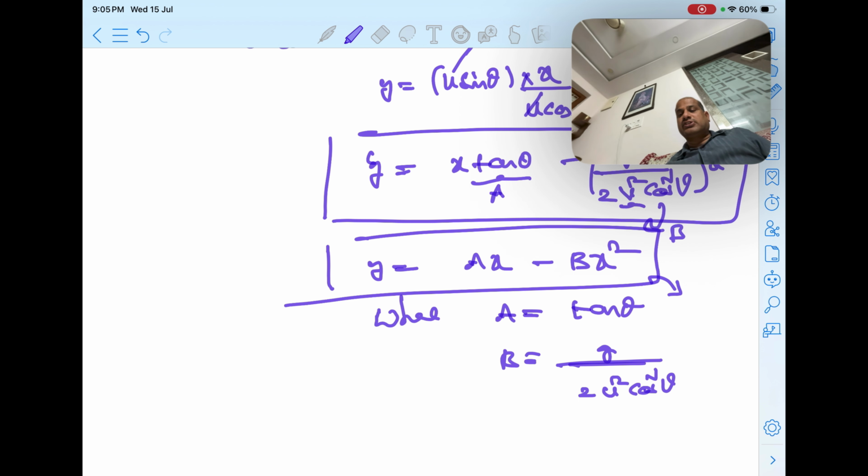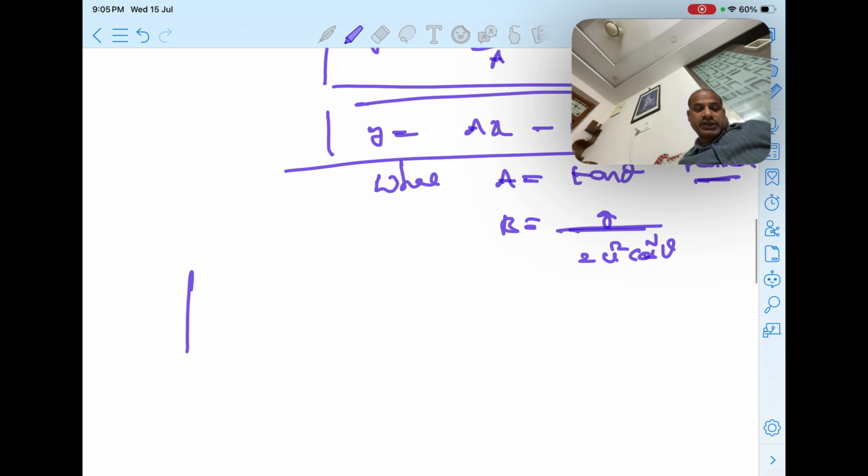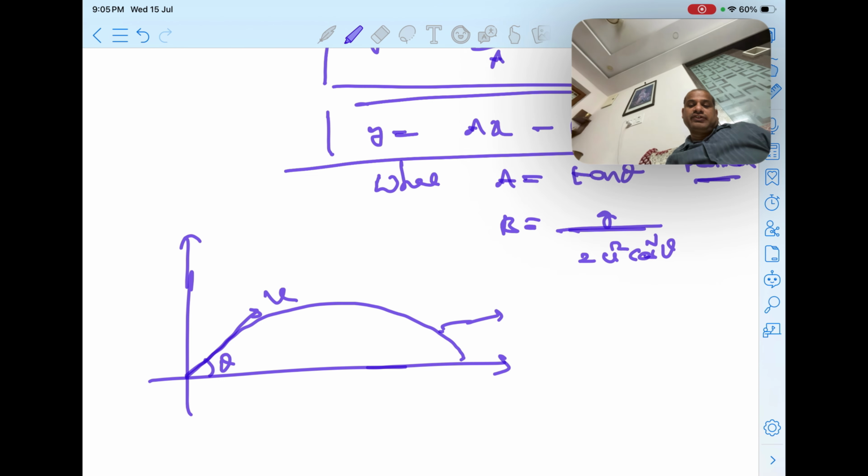These terms are constant and this equation indicates the equation of a parabola. What did I say? Equation of a parabola. Therefore, when you project some particle at some angle theta in a gravitational field, this particle follows this kind of path, a curved path, and you have shown that the equation of this trajectory is Ax minus Bx square.